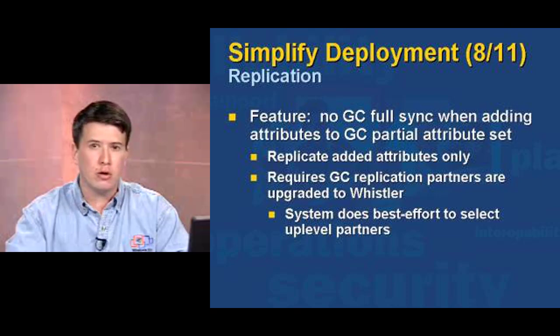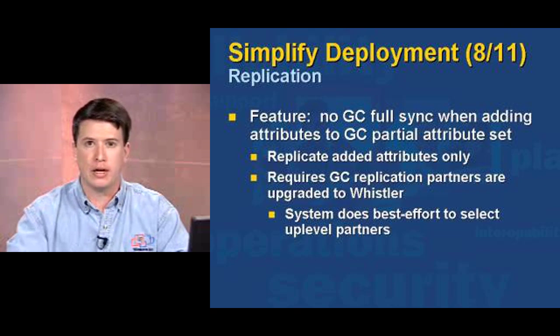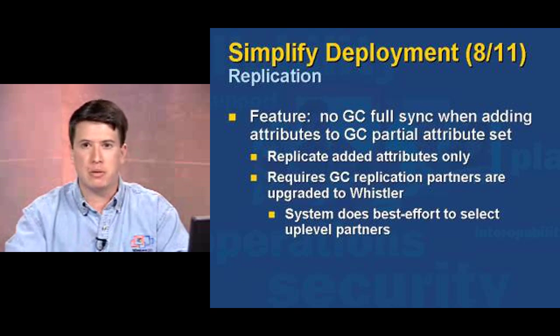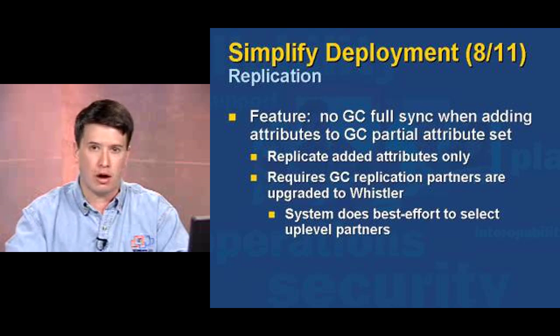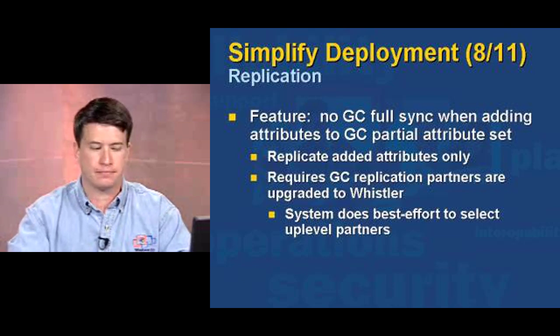Now, this is only going to work, again, between Whistler domain controllers because of a change made in the replication protocol. The domain controllers are going to do a best effort to select up-level machines, but it's not going to be a perfect system. So there are going to be some constraints on whether a global catalog server is going to do a full sync or whether it's going to be able to get away with the partial sync.